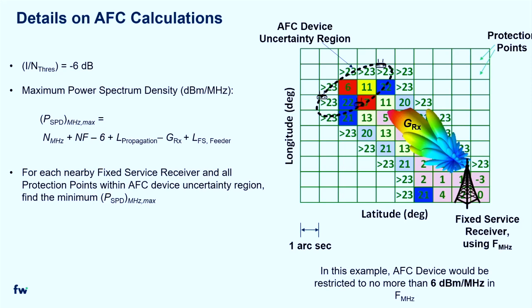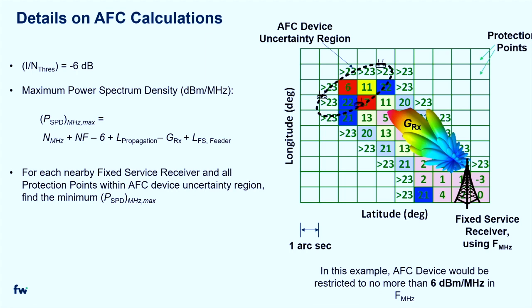So the heat map that I was showing there, what we do in our calculation is we divide space into a fixed grid, where the grid is defined by 1 arcsecond by 1 arcsecond pixels, and an arcsecond is about 30 meters. So in each one of those pixels, we determine the maximum power spectrum density that a device could operate, so as to not cause interference in excess of an I over N interference to noise threshold of -6 dB. And that's the specification that we got from the FCC in terms of the protection criteria.